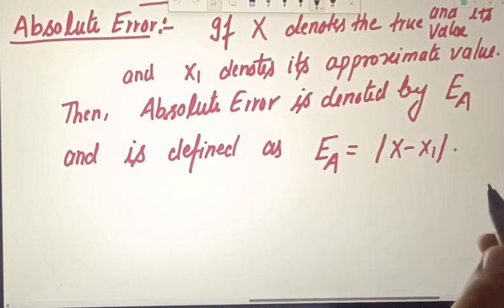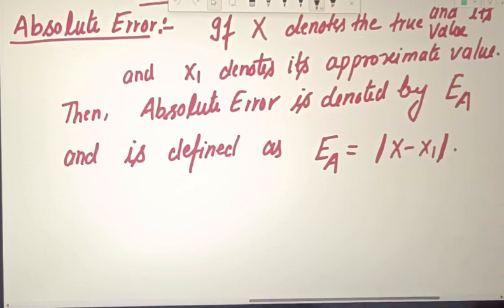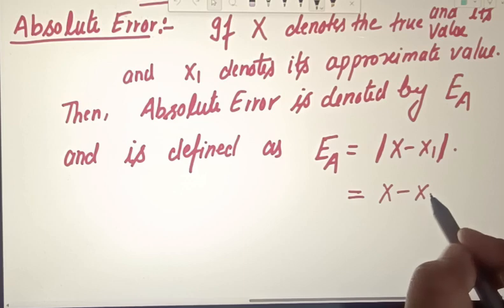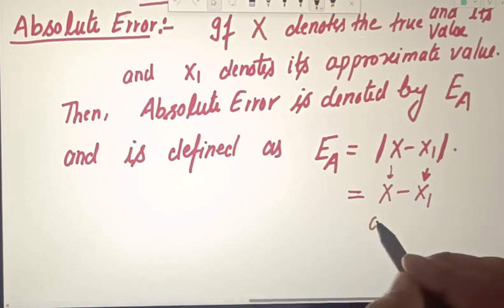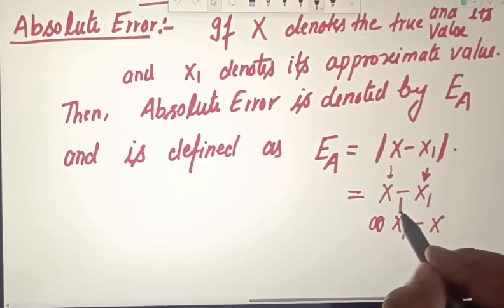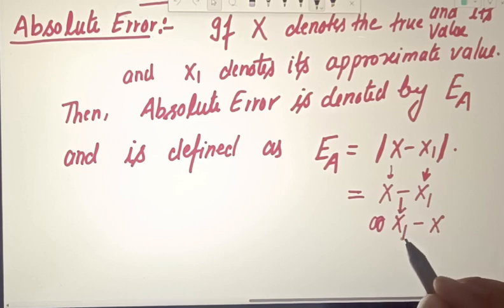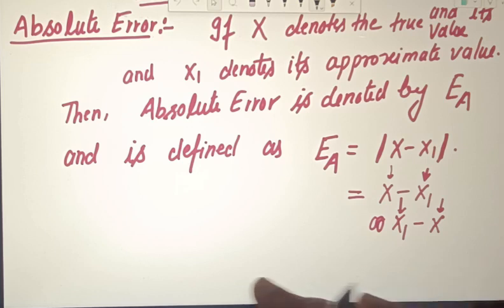Mod stands for the numerical difference and mod stands for the positivity of the errors. What is the difference between x, the true value, and its approximate value? It should be considered positive always. That's why we are using the modulus sign here. What does it mean? It means that either it will be x minus x1 in case the true value is greater than its approximate value, or you can find the difference x1 minus x in case x1, the approximate value, is greater than the true value. So you can compute this to make it positive. So combinedly we write modulus x minus x1. Okay, so it is the absolute error.